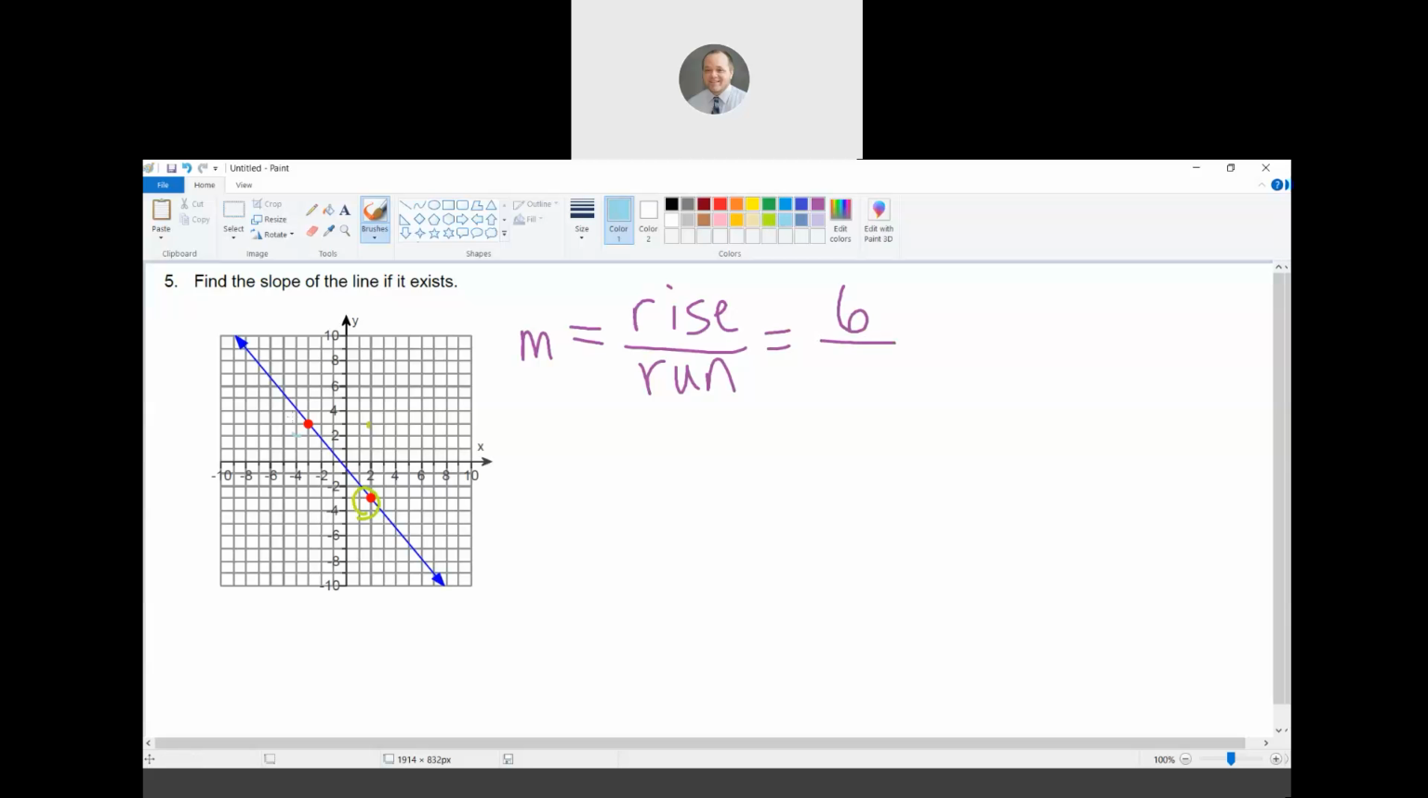Now to get to our second point, we have to go over left. Going left means your run is negative. So we go 1, 2, 3, 4, 5 spots to get to our second point. Therefore, our slope is negative 6 over 5. If you want to use the slope formula where you plug in your points, that's a good strategy also. You'll get the same slope.